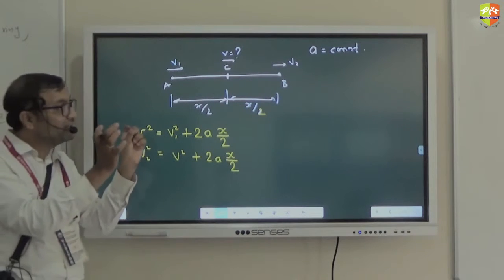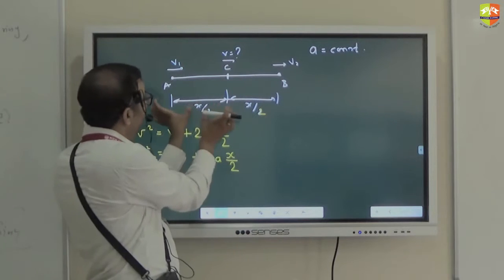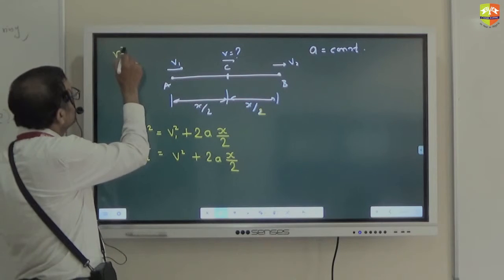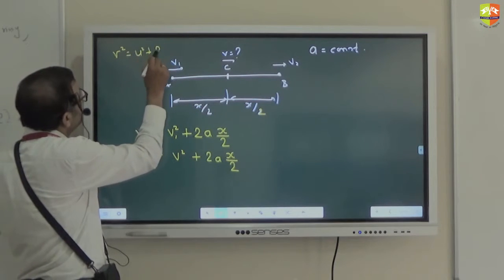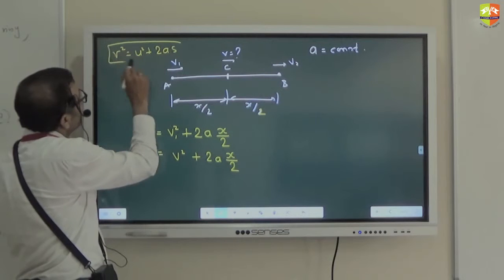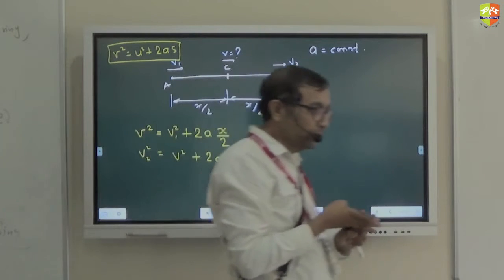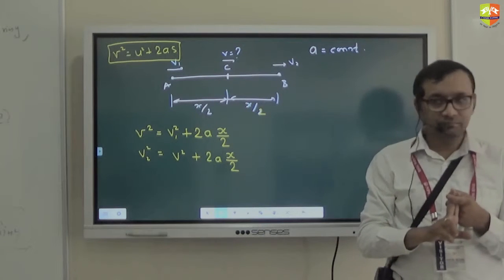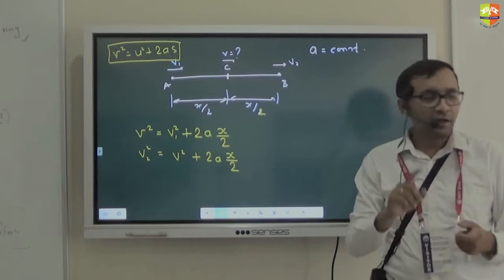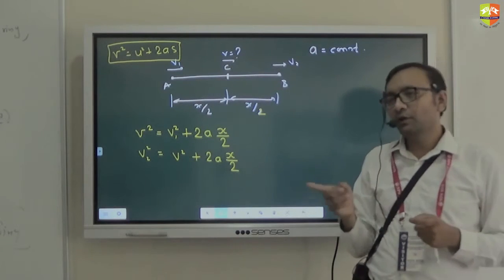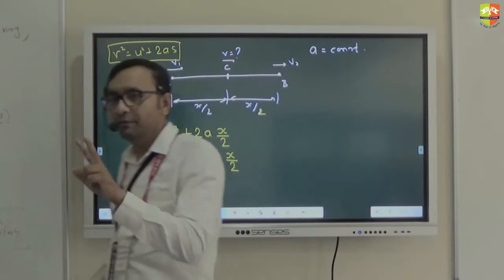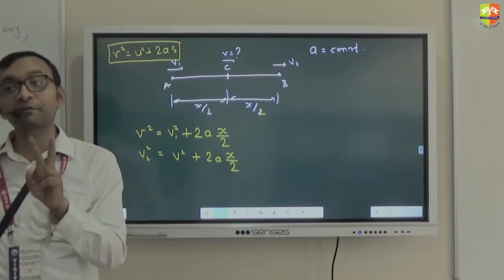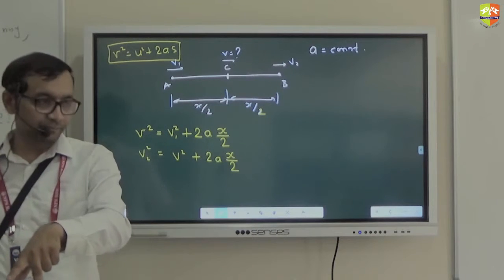See, when you split the motion between A and C and C and B, in the equation V square equal to U square plus 2AS, first of all, you should remember that these three equations of motion, S equal to UT plus half AT square, V equal to U plus AT, and V square equal to U square plus 2AS, you are always applying between two points. Always remember that. You first have to find out between which two points you are applying this equation.